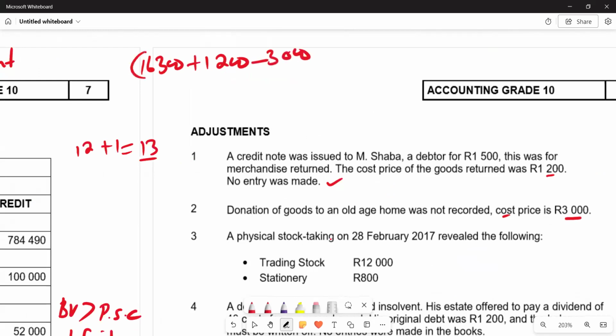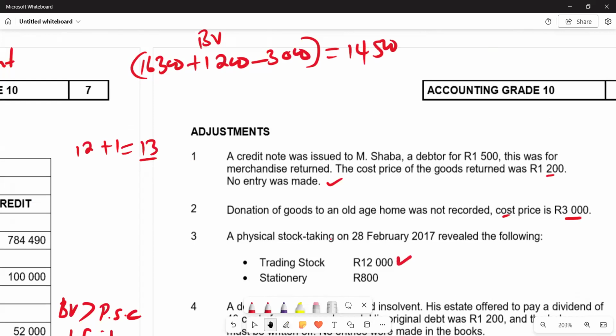So after calculating like this, you're going to get your book value. So if you calculate it, you say 16,300 plus 1,200, and then you subtract 3,000. You're going to get 14,500. So here we have got 14,500 being your book value. Then the physical stock count figure, the one that you are given here, is 12,000.